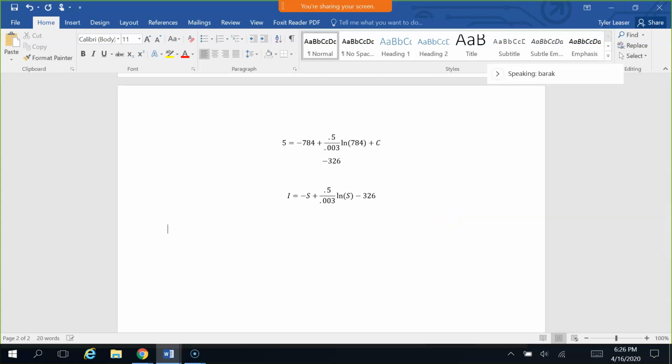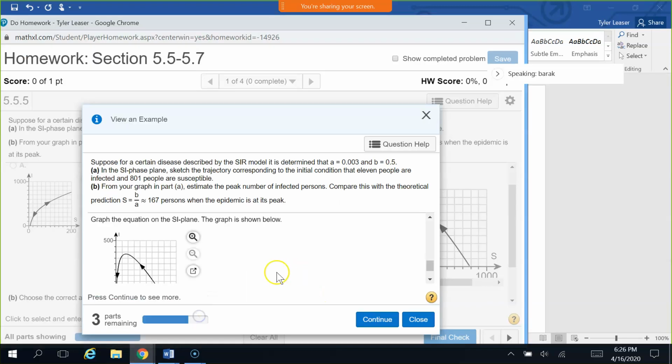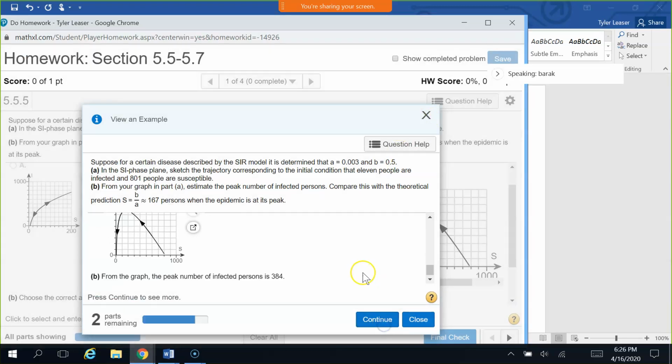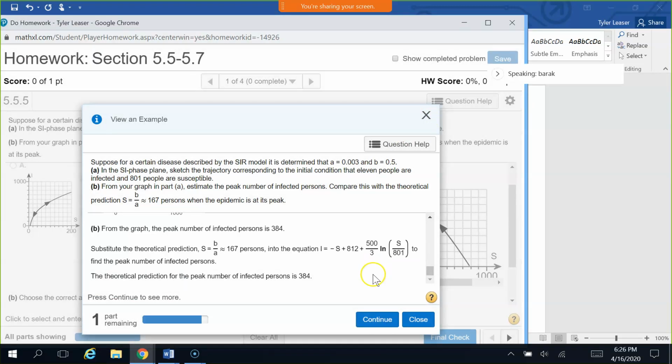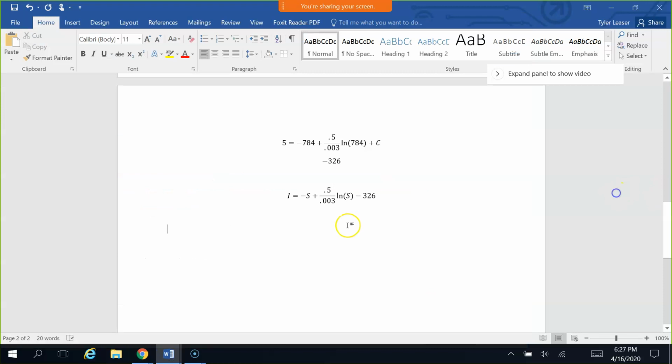Now, if we want to maximize this, I think we just have to take the derivative. So let's see if that's what they did. Oh, they just plugged in that. All right, so that prediction that they got, the 167, plug this in for the S.